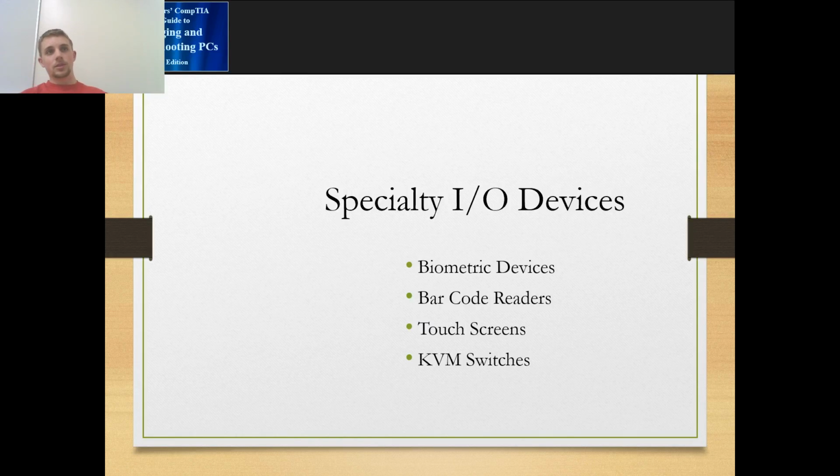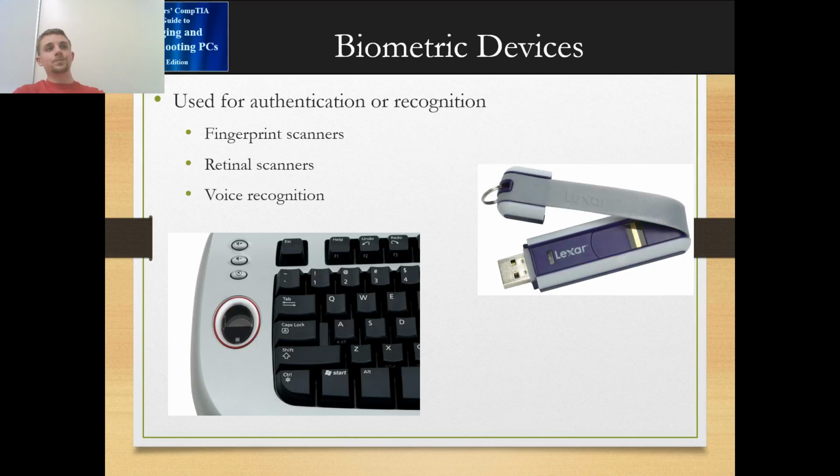Specialty input-outputs. So biometric devices, so fingerprint scanners, things like that, barcode readers, touchscreens, and KVM switches. So that's a Microsoft keyword. I can tell by the red ring around that fingerprint reader. So you just press your thumb down or any other finger, and they had software that came with it. You can't find the software online now, but you can find the discs.